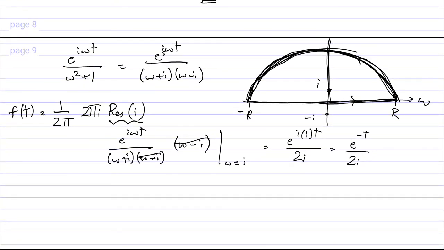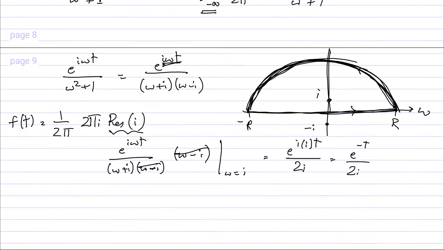If on the other hand t was negative, you would be doing exactly the same thing, except that you would be closing the contour in the lower half plane. Because then t is negative, so you want this thing to be a damped exponential, so you close the integral in the lower half plane, and then you're finding that the pole that you have to look at is at minus i. So you find a similar result.